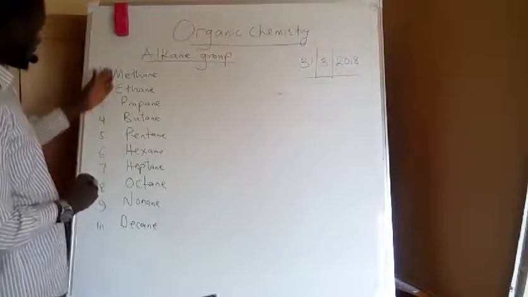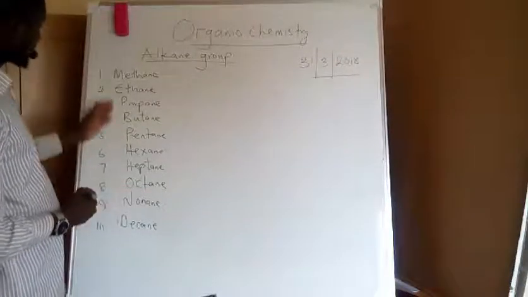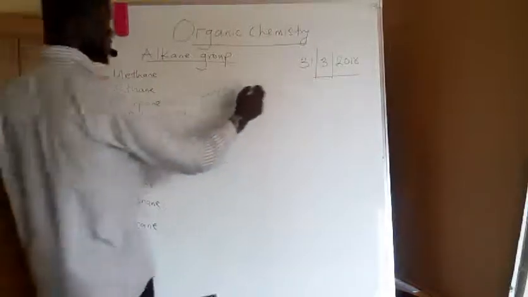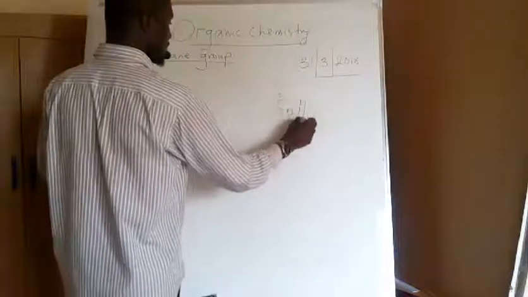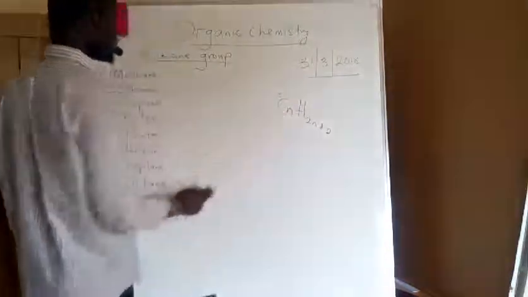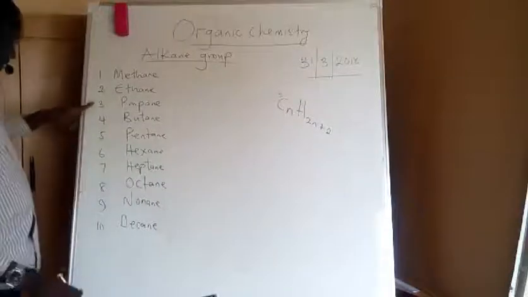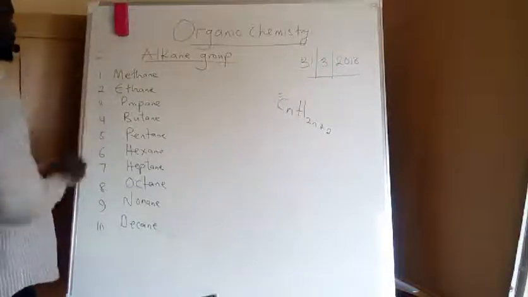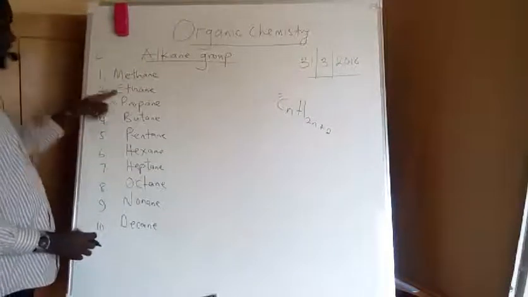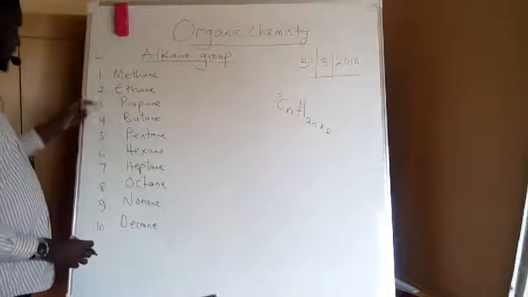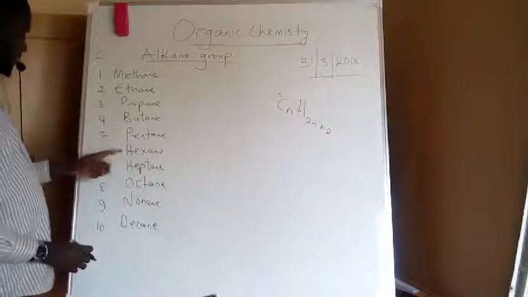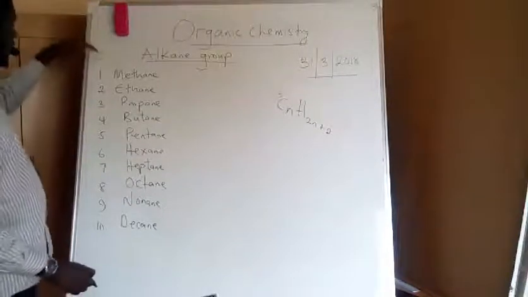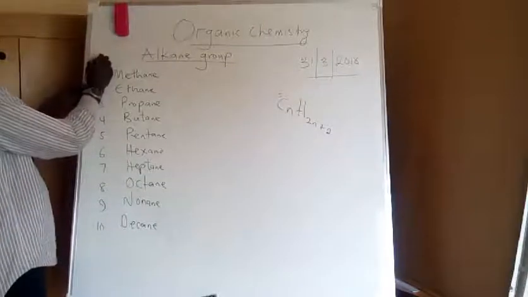Now if I want to derive the molecular formula of these compounds, I use the general molecular formula for alkanes, which is CnH2n+2, and this n is the number of carbons. So the numbers I'm writing beside these names represent the number of carbons of the compounds, meaning methane has 1 carbon, ethane has 2 carbons, propane 3, butane 4, pentane 5, down to decane that has 10. So these numbers represent our number of carbons, which is our n.